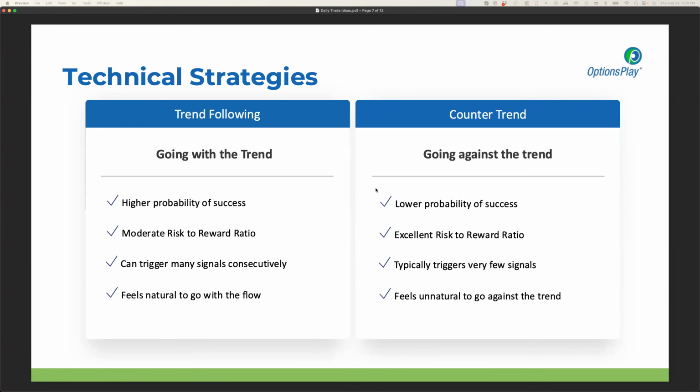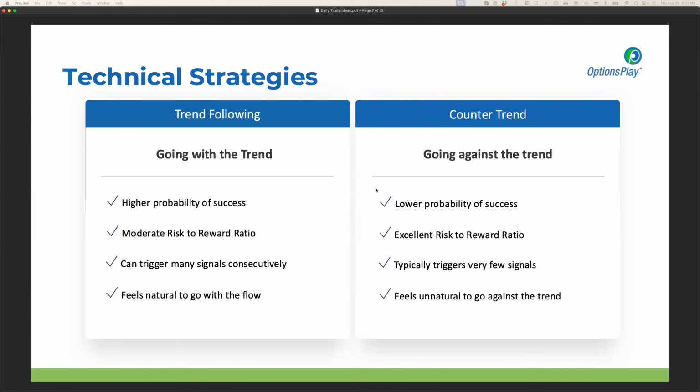Now, when we talk about trend following strategies, these generally have higher probability of success. And generally, in my opinion, it feels pretty natural to follow the trend because you're basically going with the natural flow of the markets and the direction of the markets. However, the characteristic of trend following strategies is that the risk to reward tends to be a moderate risk to reward ratio.